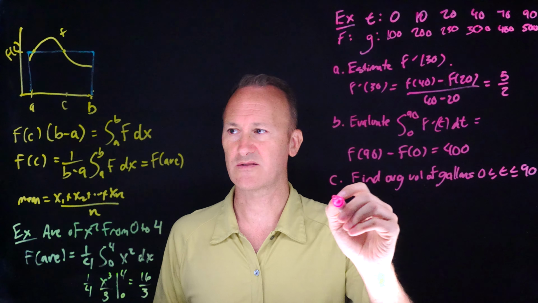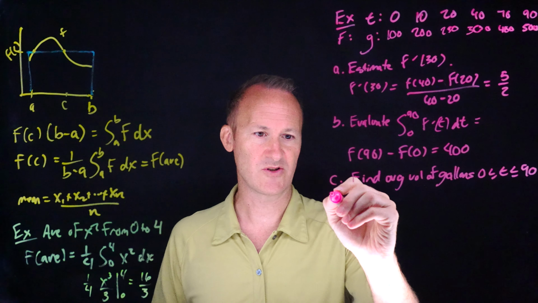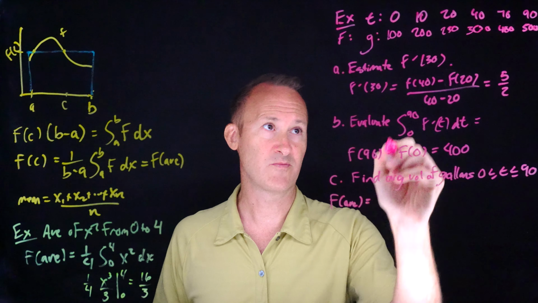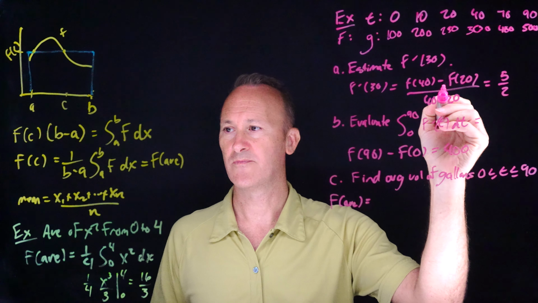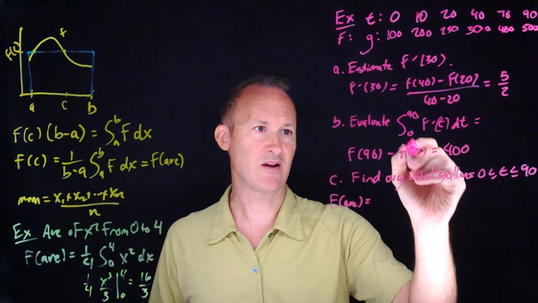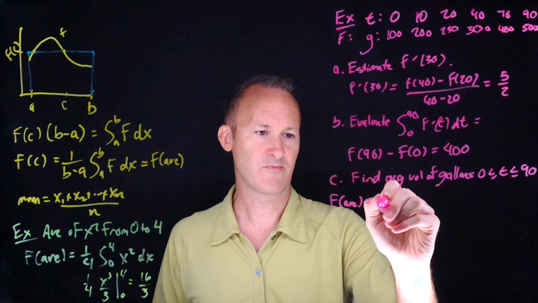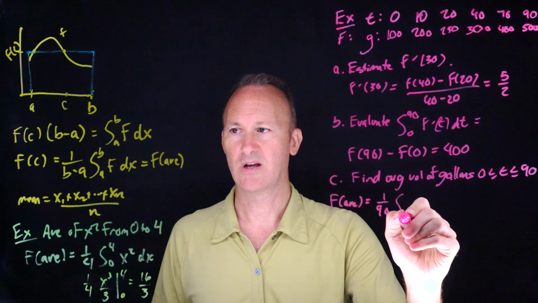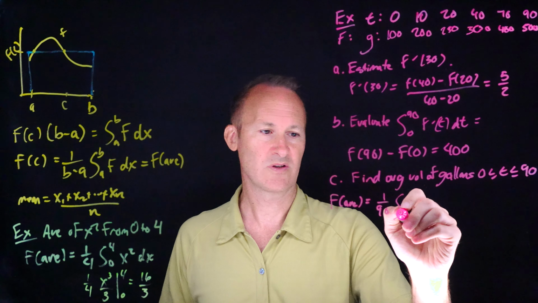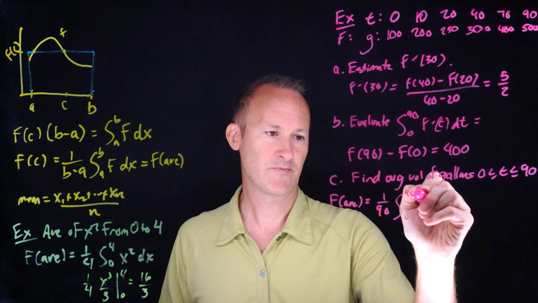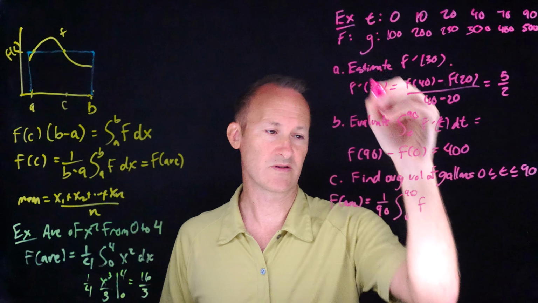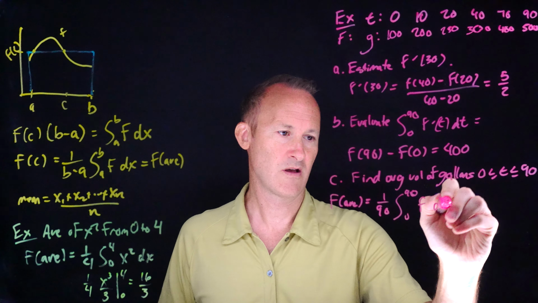And so for us, the average here, F_av, is 1 over b minus a. Now b minus a are the bounds, so it's 1 over 90. In effect, we're dividing the integral by 90, and the integral here is going from 0 to 90 of f dx. This is our function f dx.